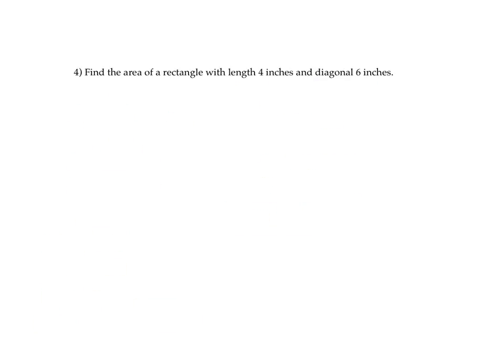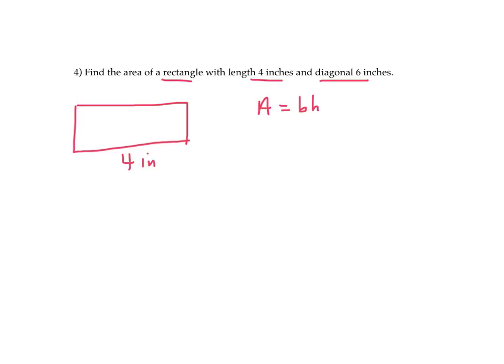In our fourth example, it says find the area of a rectangle with length 4 inches and a diagonal of 6 inches. So again, area equals base times height. So let's draw a picture because we are given the base. We'll call this the base and say it's 4 inches. But we're not given the height. Okay, we're given the diagonal as 6 inches.